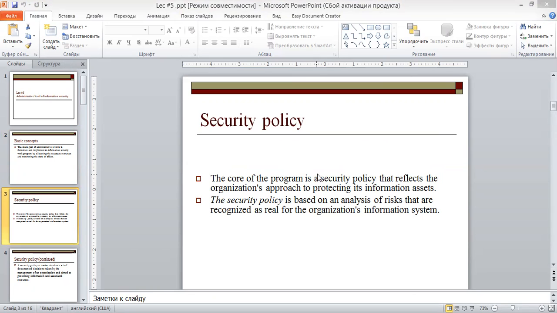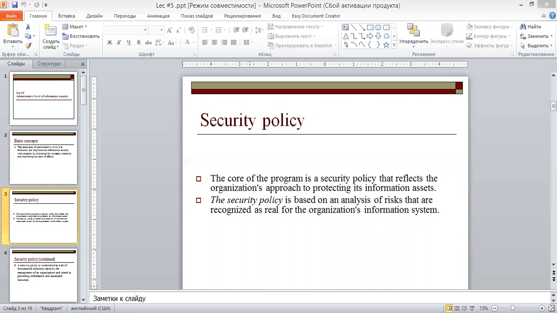Security policy. The core of the program is a security policy that reflects the organization's approach to protecting its information assets. The management of each organization must realize the need to maintain a security regime and allocate significant resources for this purpose. The security policy is based on an analysis of risks that are recognized as real for the organization's information system. When the risks are analyzed and the protection strategy is defined, an information security program is drawn up.